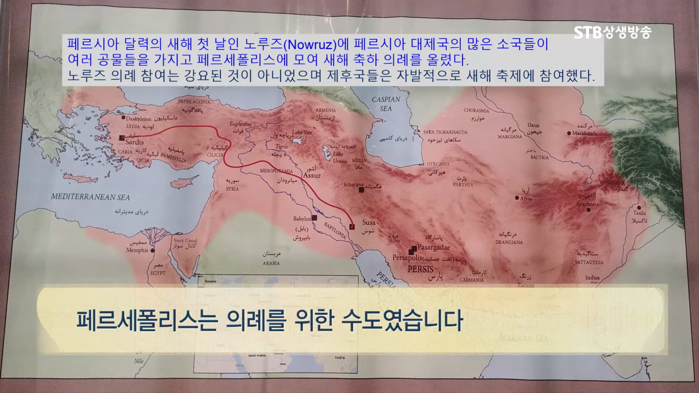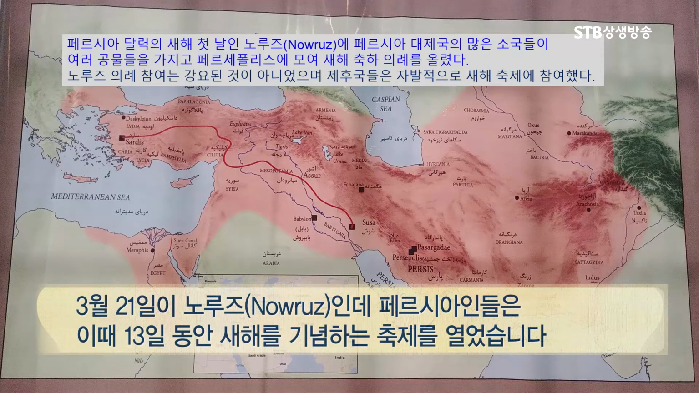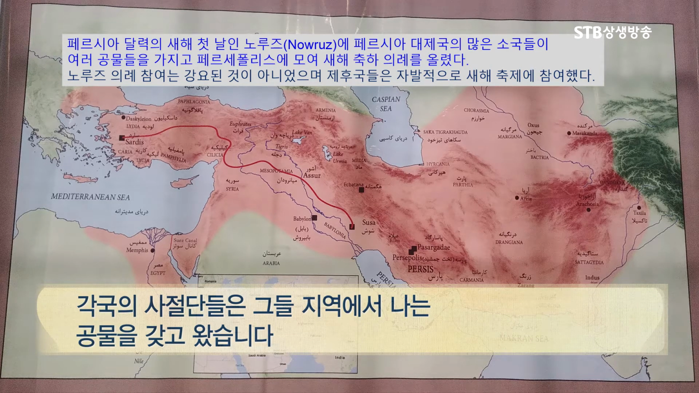Persepolis was somehow the ceremonial capital for Nowruz. What's Nowruz? Nowruz means New Year. The Iranian New Year is called Nowruz, the first day of spring. On the 21st of March, we celebrate Nowruz, and spend 13 days celebrating the Festival of Nowruz. All the delegations and nations from different corners of the Achaemenid dynasty, including 23 different nations, came to Persepolis to join the festival, which was called the Nowruz Festival. They brought magnificent gifts from their nations.